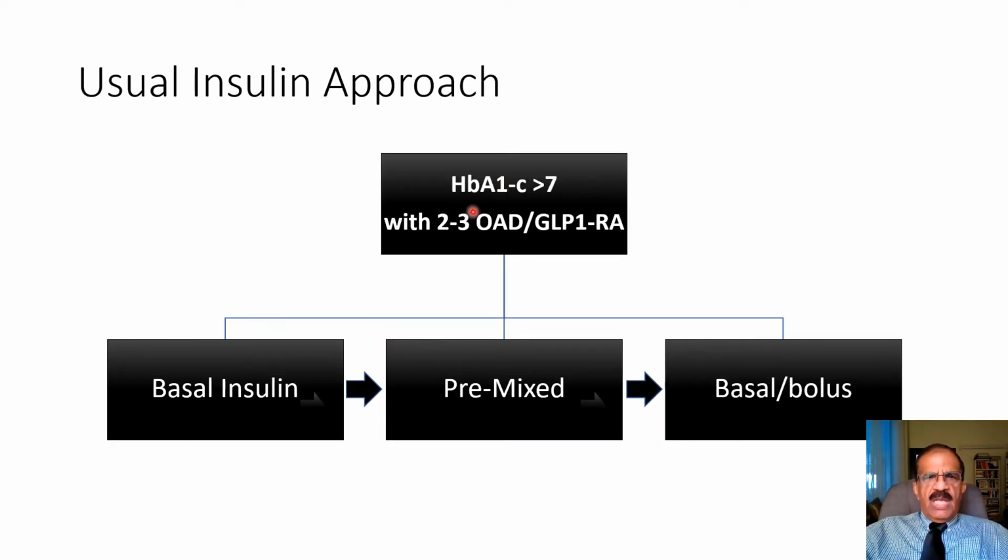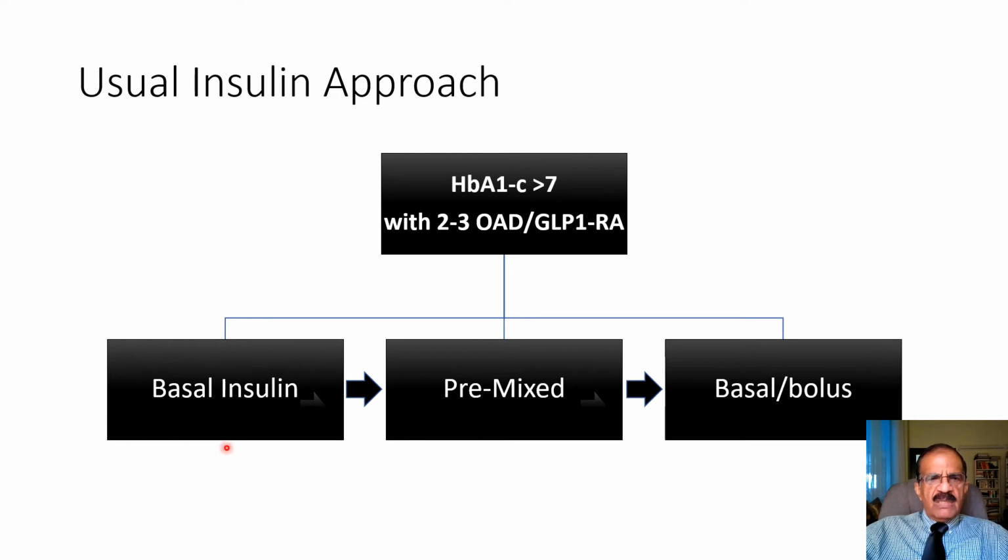Now this is the typical approach. If somebody's HbA1c is more than 7 despite 2 to 3 oral agents or GLP-1 receptor agonists, you need to consider insulin. This is, I think, the most commonly followed pathway. We start with basal insulin.